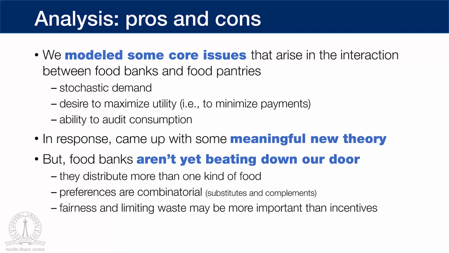a desire to maximize utility, and this unusual ability to audit consumption. But notice that the auditing is one-sided. If somebody doesn't report a demand, we're not able to figure out whether they were lying about that. It's a one-sided ability to audit, when there is an allocation, whether the allocation was needed. And so we're able to put all of that together to do some meaningful new theory that tells us how to improve on this objective function relative to what people knew how to do before.